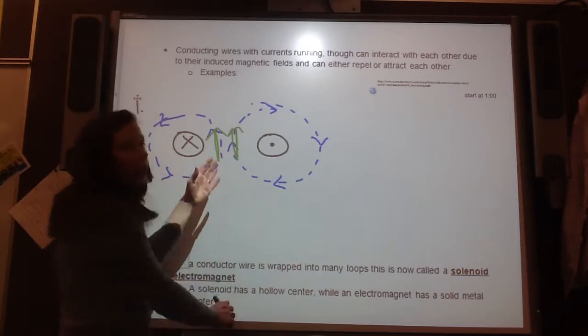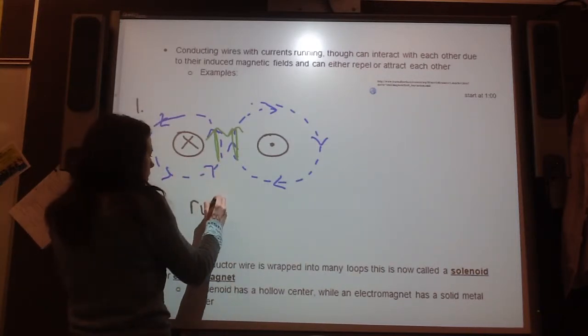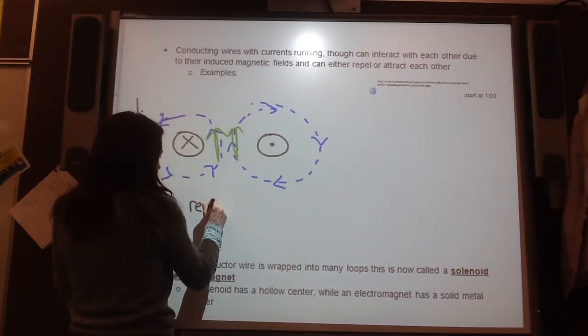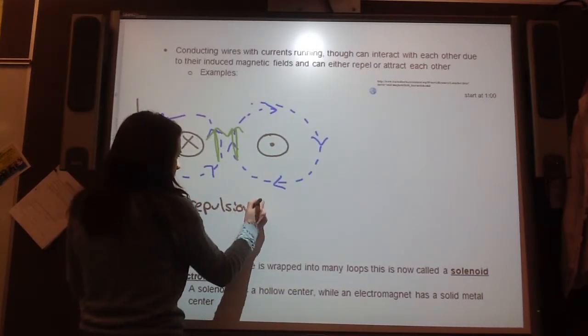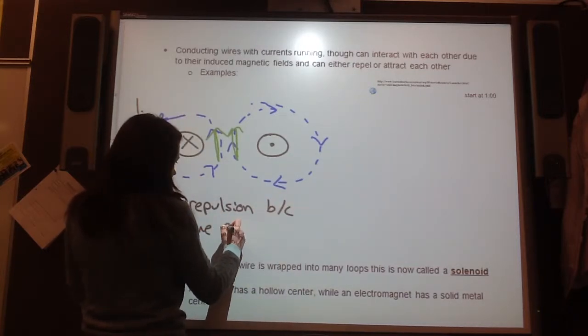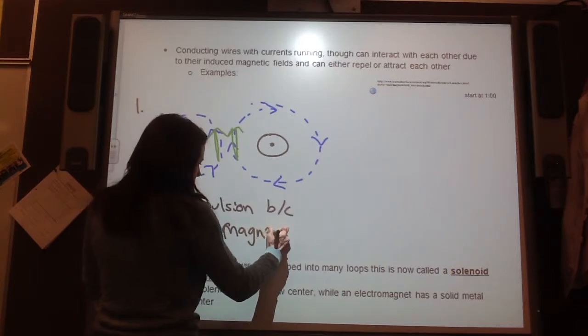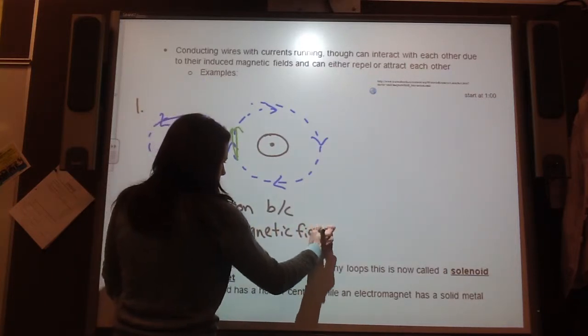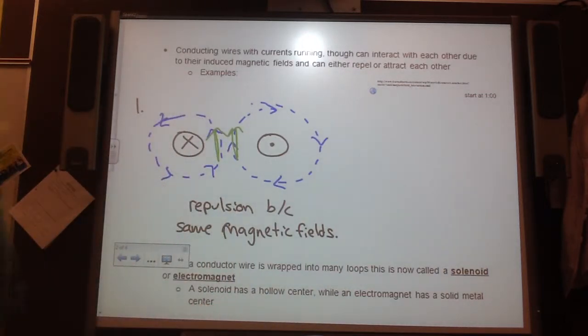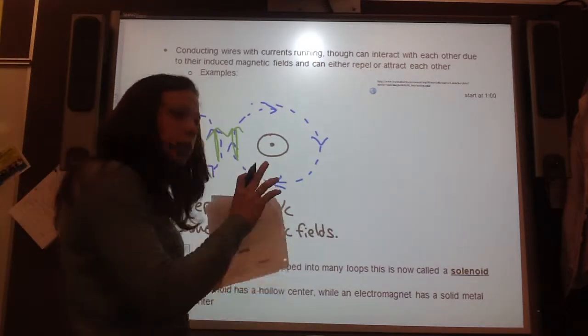So if I had wires like this, this would be repulsion, because same magnetic fields. Again, we'll try and do some activities where you get to do this yourself and see it. So we can see that they go in different directions.